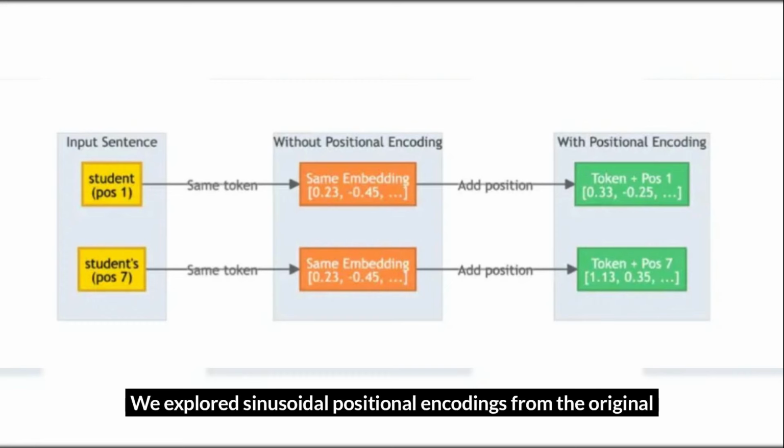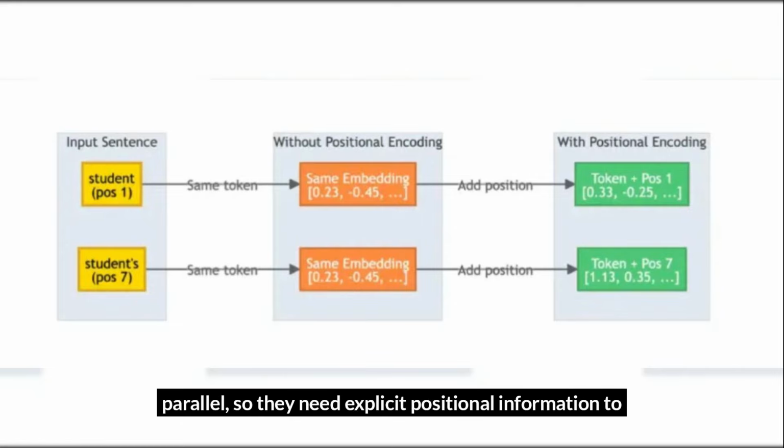We explored sinusoidal positional encodings from the original transformer paper, how they work, and why position information is essential for language understanding. This was important because transformers process all tokens in parallel, so they need explicit positional information to understand sequence order, a fundamental aspect of language.